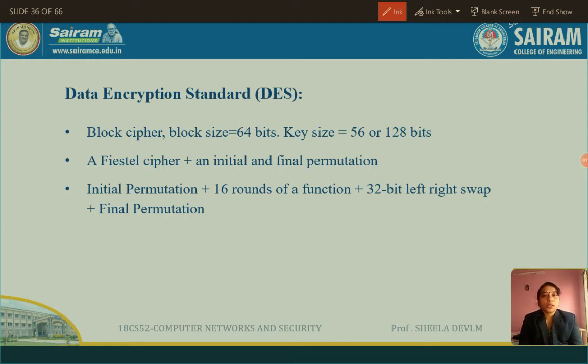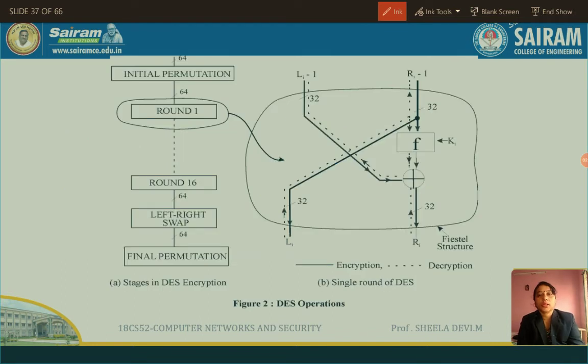So what is DES totally? The process is the combination of initial permutation, 16 rounds of a function, 32-bit left-right swap, plus the final permutation. If all the four things are done, we will get an output with the cipher text. So what happens with this DES? We'll see with the help of the diagram.